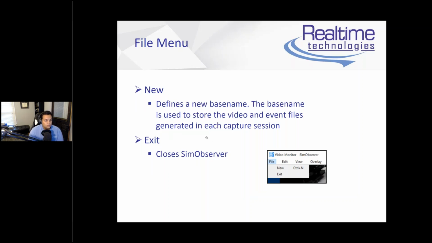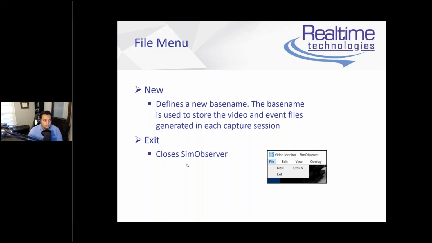The file menu has the following options. You can select new, and this will give you a new base name. This base name is used to store the video and event files generated in each capture session. So since SimCreator is directly linked with SimObserver, when I go to run my scenario in SimCreator DX, that will automatically create a new base name, and that base name will be the file name for all of the recordings for that specific scenario run.